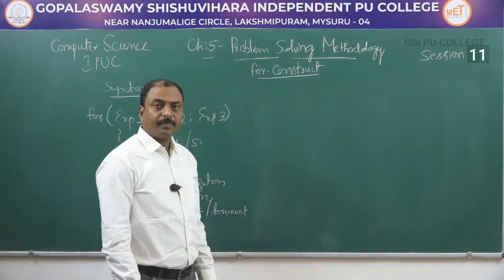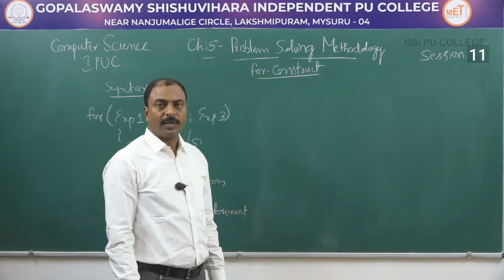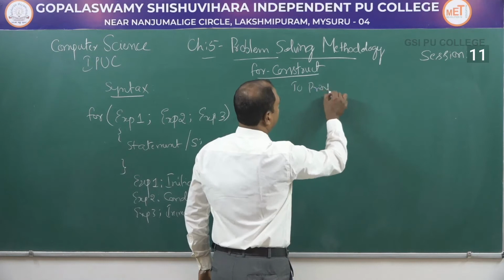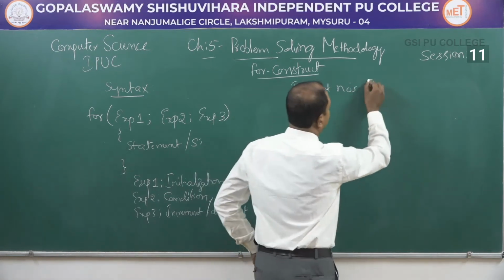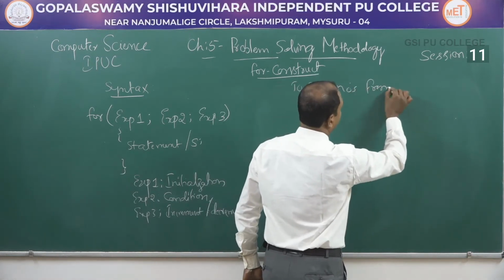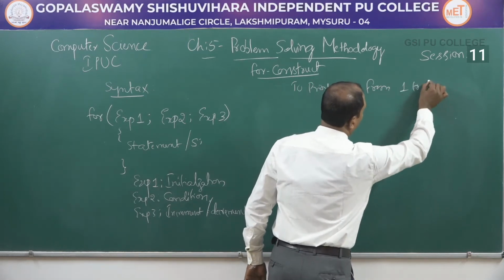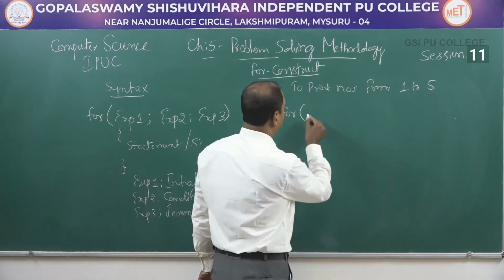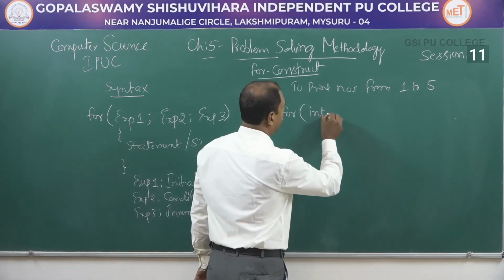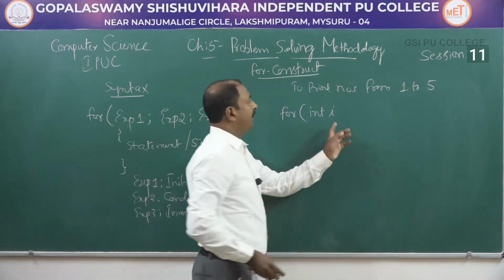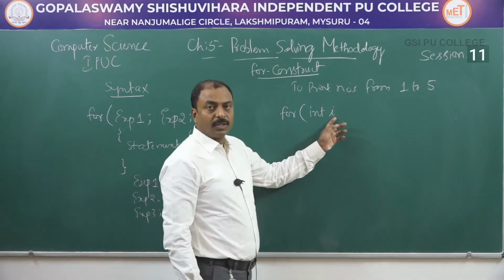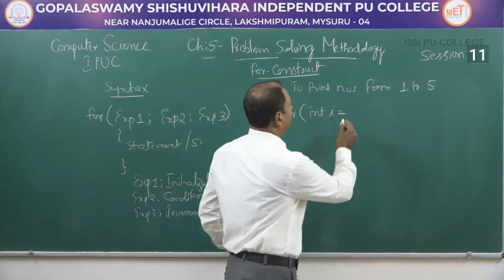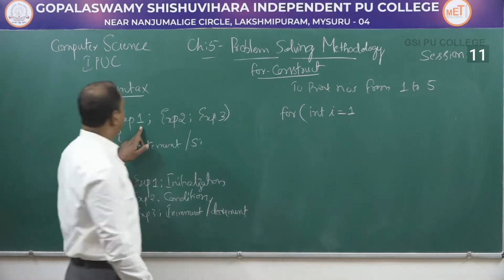Now let us write a program to print numbers from 1 to 5 by using the for construct. Here I am using a variable, int i. This is a control variable. It is also called the loop control variable. Here I am assigning a value to this, i equal to 1. So this is expression 1.